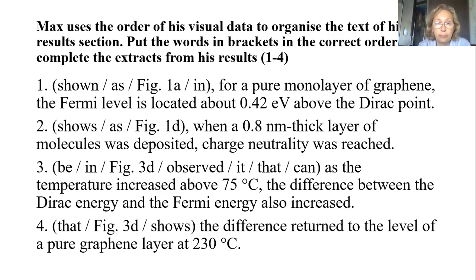For pure monolayer of graphene, the Fermi level is located about 0.42 electrovolts above the Dirac point. And at the beginning of the sentence? This is very easy. Как показано. To put in order? Yes, you just no change. Ah, you put only in the correct order. You put these words in the correct order. As shown in figure 1A. Yes, yes, and you've read.